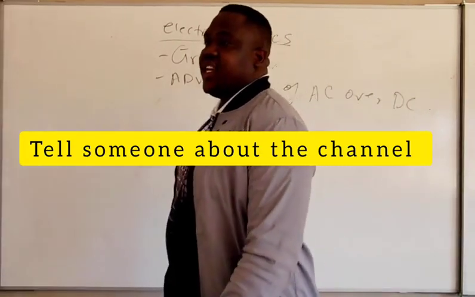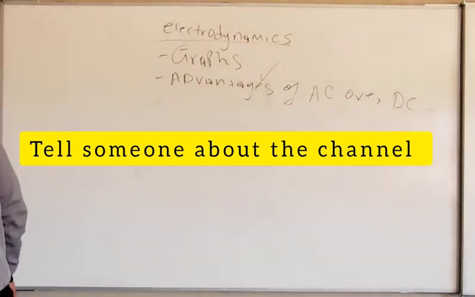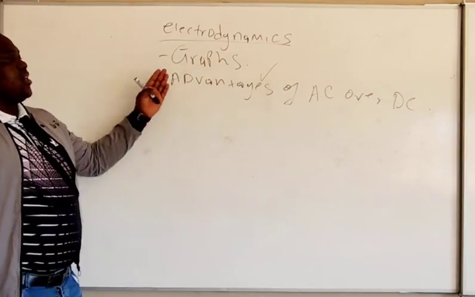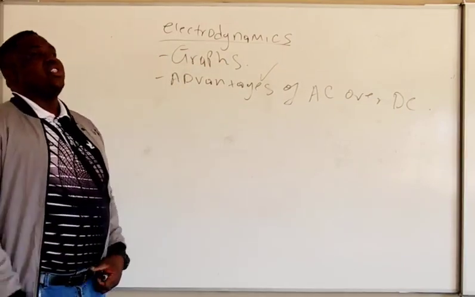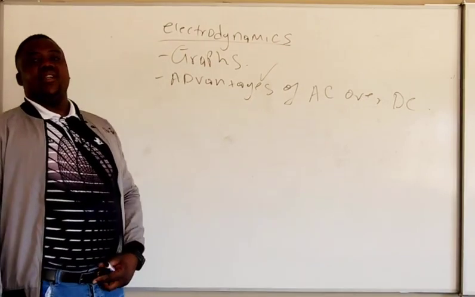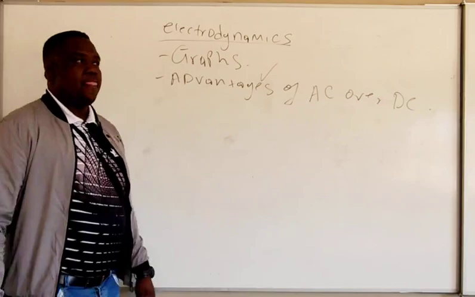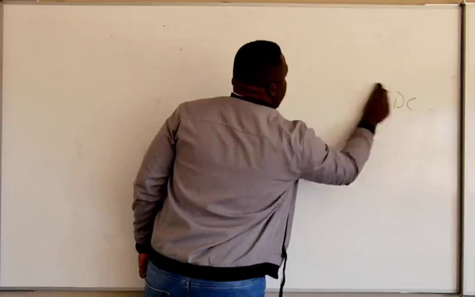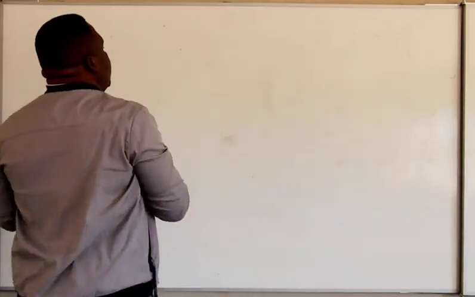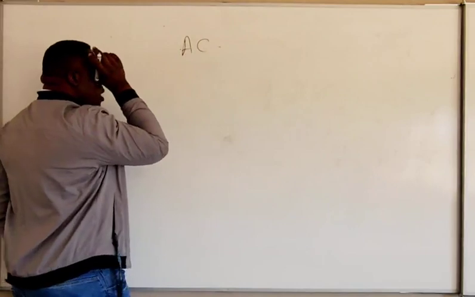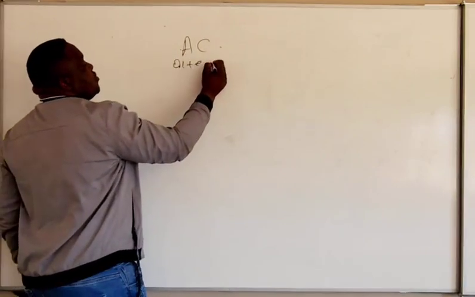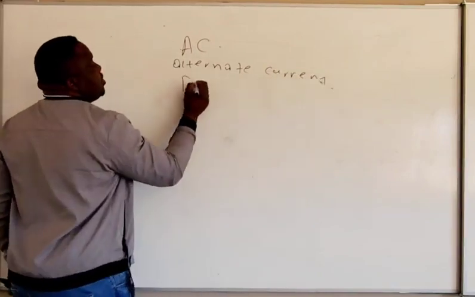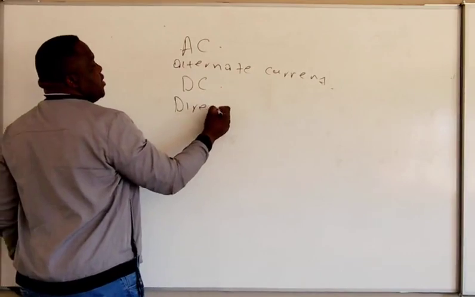So welcome to the second lesson of electrodynamics. We're going to talk about electrodynamics graphs. Then we touch on the advantages of AC over DC. In the previous lesson, we spoke about AC, which is the alternating current, and we spoke about DC, which is the direct current.